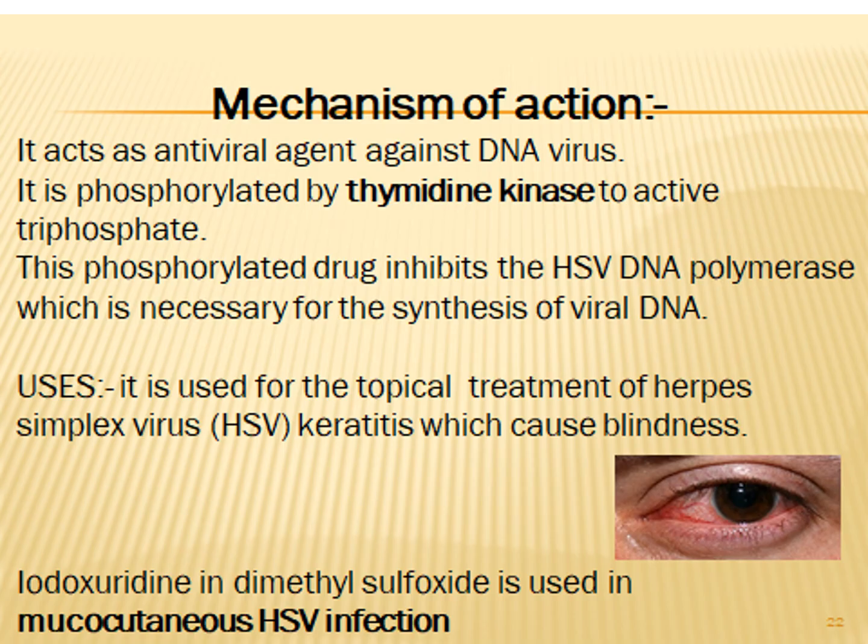Uses: it is used for the topical treatment of herpes simplex virus keratitis, which can cause blindness. The symptoms of keratitis include an inflamed cornea, pain, impaired eyesight and a red eye. Idoxuridine in dimethyl sulfoxide is used in mucocutaneous HSV infection. It is used only topically due to cardiotoxicity.